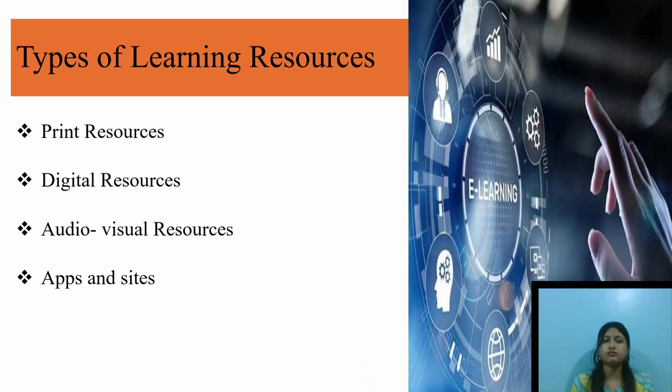Now, moving ahead to the types of learning resources, we have that in four kinds. First, the print resources. Now, what are these print resources? Any kind of textbooks, the copies that are provided to us by the school or the educational institution for the support of our learning can be the print resources. It can also be notes provided in PDF forms which can be downloaded from the internet and then printed out for our support.